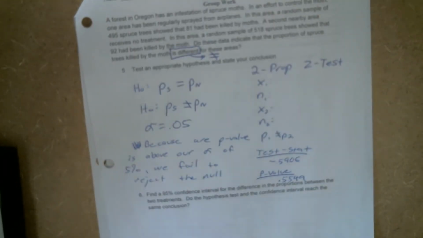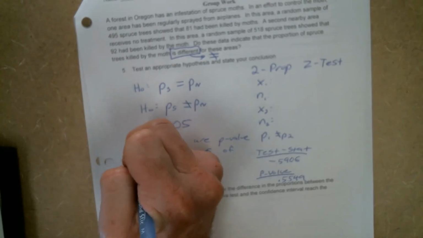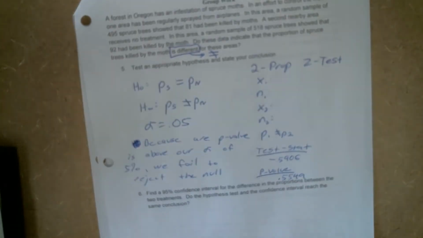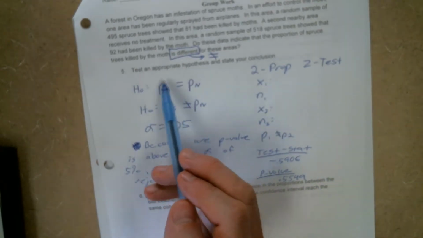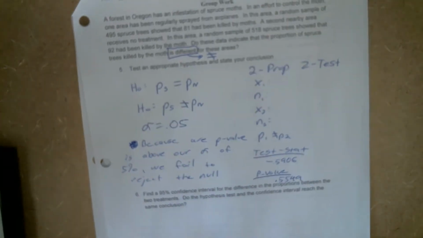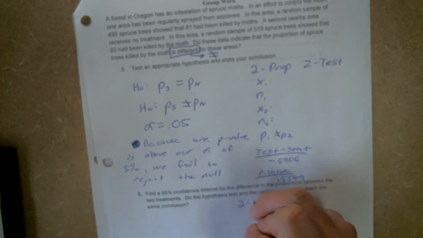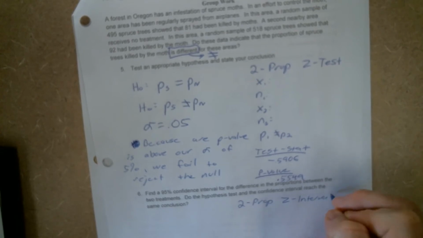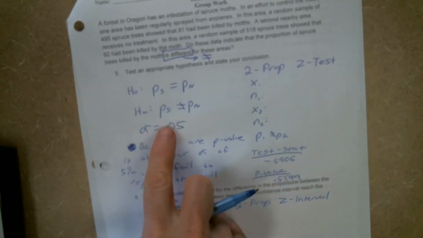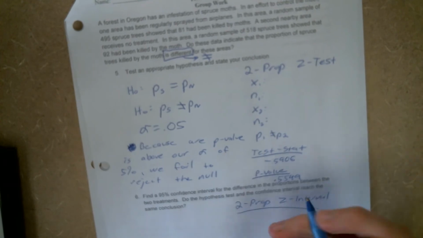All right, 6, find a 95% confidence interval and then do the hypothesis test in the confidence interval, reach the same conclusion. All right, so before we do this, let's just say what we should expect to see. In this problem, because we failed to reject the null, we couldn't eliminate this as a possibility, which suggests 0 should be inside of our interval. Now we're going to test it and see if we actually end up with 0 inside of our interval. But that's what we're expecting to see. We're expecting to see 0 land inside of our interval because we failed to reject the null.